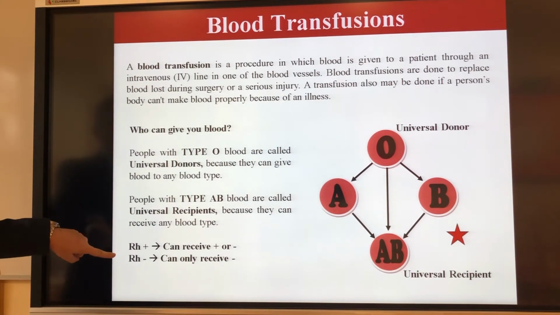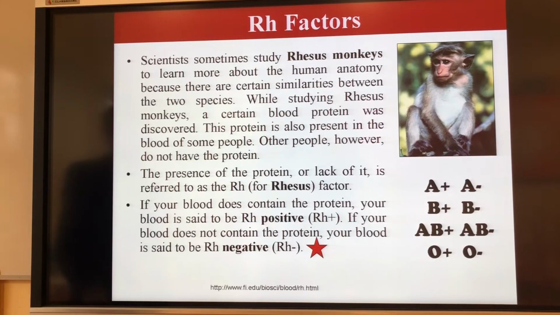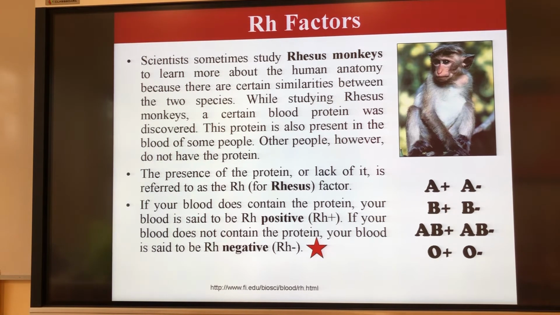There's one more exciting thing down here at the bottom: RH positive and RH negative. What does that mean? Let's read this quickly and you will get information about that. Scientists sometimes study rhesus monkeys to learn more about the human anatomy because there are certain similarities between the two species. While studying rhesus monkeys, which you can see in the picture, a certain blood protein was discovered. This protein is also present in the blood of some people. Other people, however, do not have the protein.